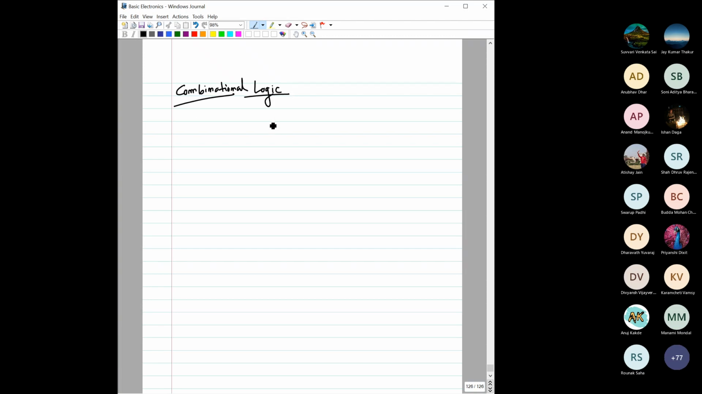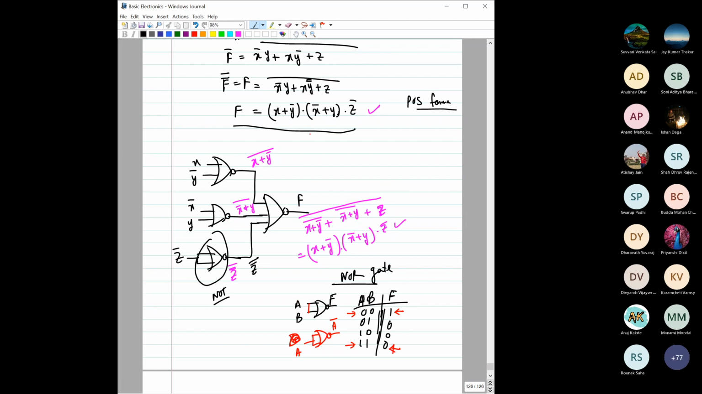Okay, so this is combinational logic. Combinational logic means, like we have studied, for example, this particular circuit. We can generalize this particular circuit something like that. We have some gates, we have some inputs, right? We have a single output. So this is basically a combinational circuit.